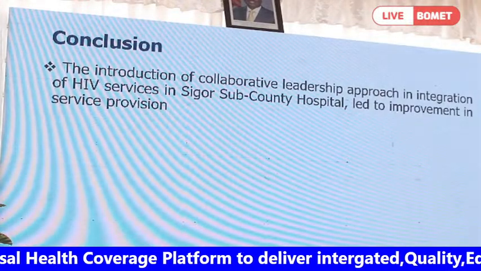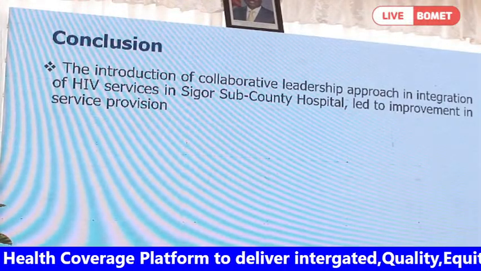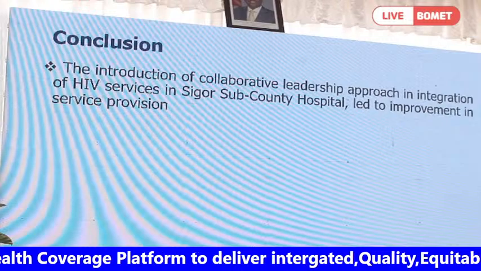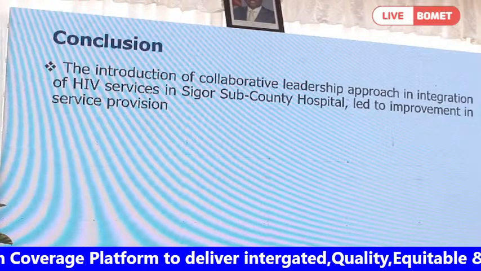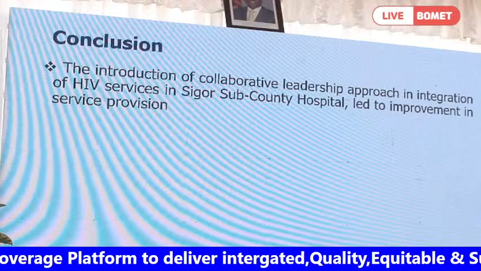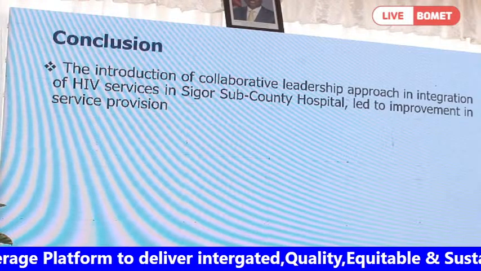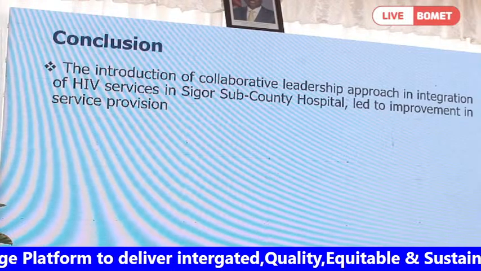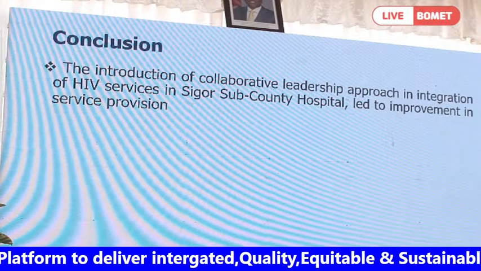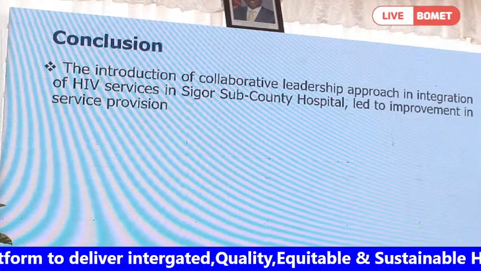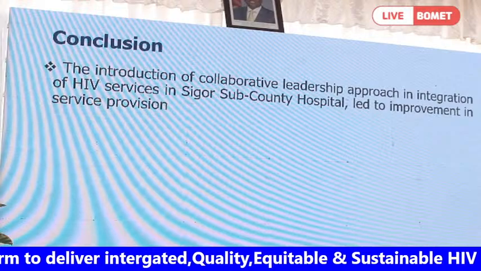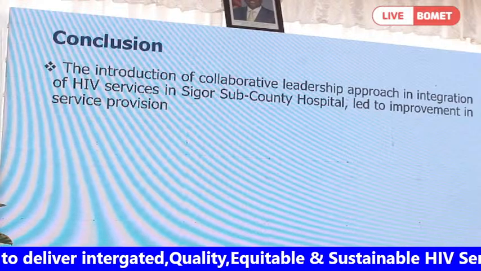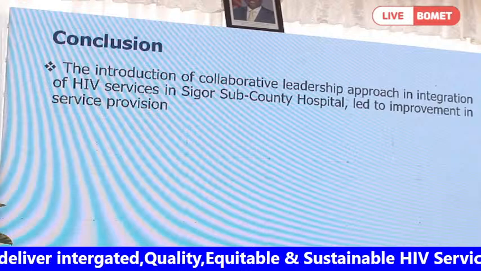the introduction of collaborative leadership in integration of HIV services at Sigor Sub-County Hospital led to improvement in service provision. So I'll also recommend for facilities that feel that their leadership needs to adopt this collaborative leadership, I will urge you to adopt the same, because we've seen impact. Thank you.